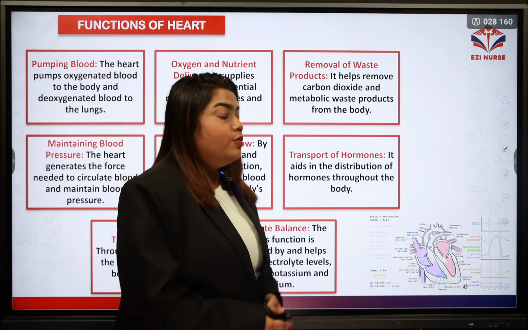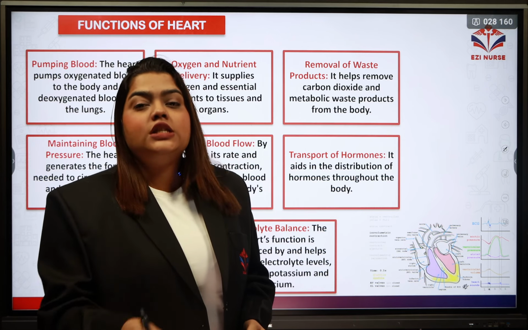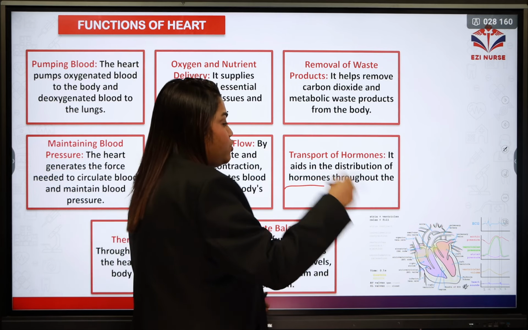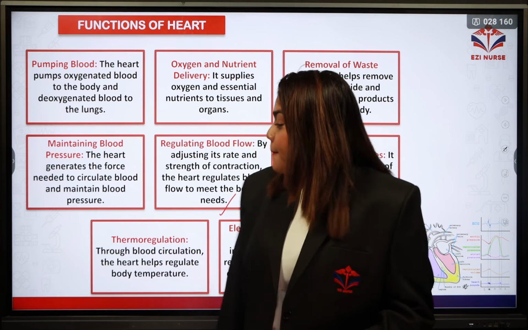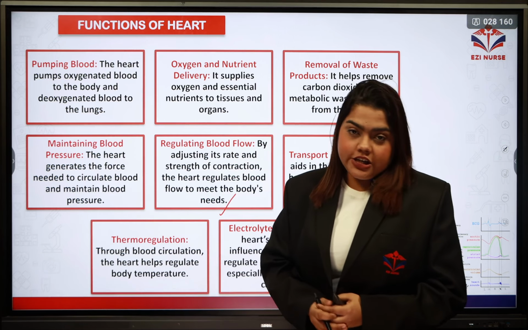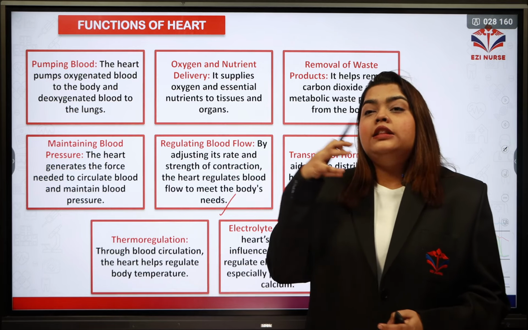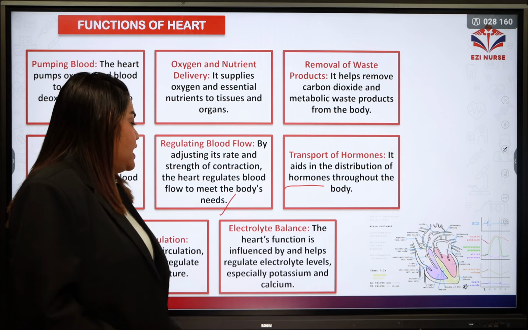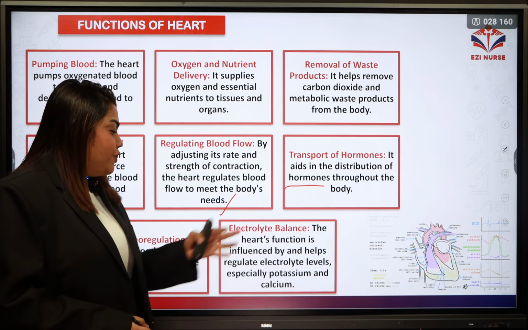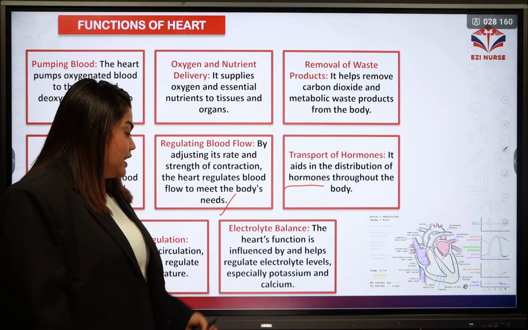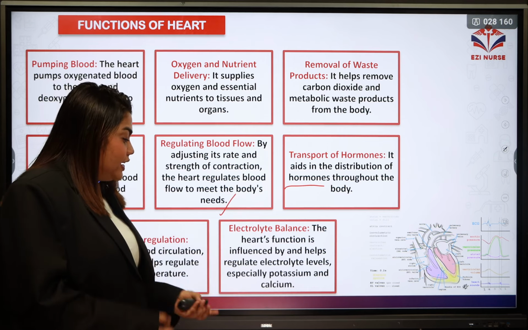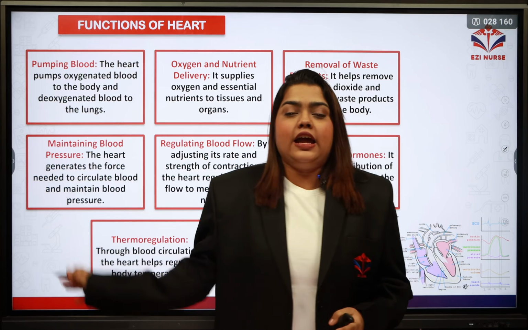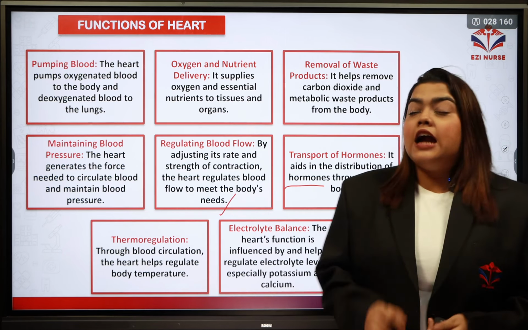Then transport of hormones. Not only nutrients or oxygen, the heart also aids the distribution of hormones through the body by pumping the blood. Then we have thermoregulation, which is maintaining the temperature homeostasis of our body. And the last one is electrolyte balance. The heart helps to regulate the electrolyte levels, especially potassium and calcium. These are the main and important functions of the heart.